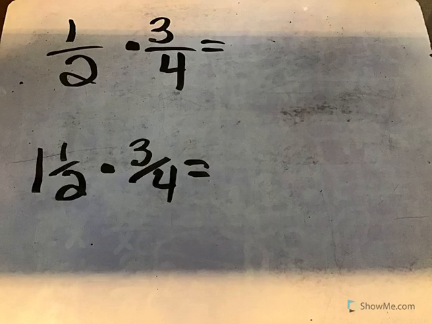Multiplying and dividing fractions is a lot easier. Why? When we're multiplying and dividing fractions, we don't have to find a common denominator. All you have to do is multiply. In a problem like this, you multiply the numerator by the numerator, the denominator by the denominator.